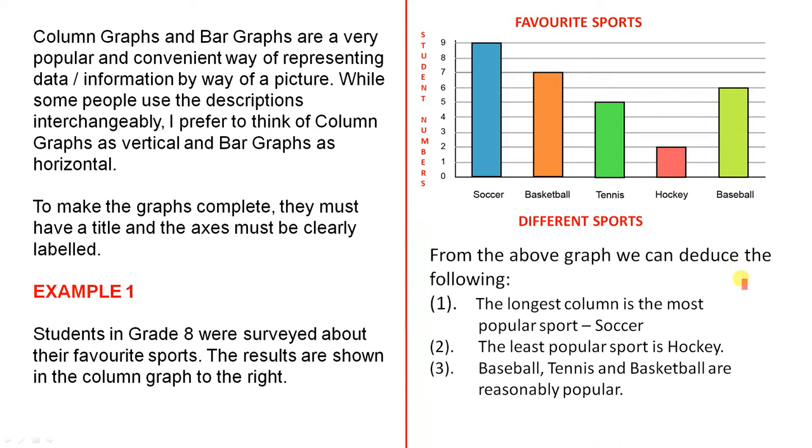Now, looking at the diagram, we can deduce the following. Number 1. The longest column is the most popular sport, and that's soccer. So there it is, that's the most popular. The next thing, the least popular sport is hockey, because that's the shortest column. Baseball, tennis and basketball are reasonably popular. You can see here that they're reasonably high, so they are reasonably popular. Not as popular as soccer though.